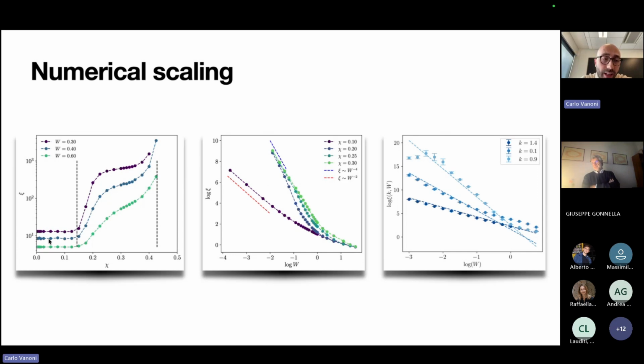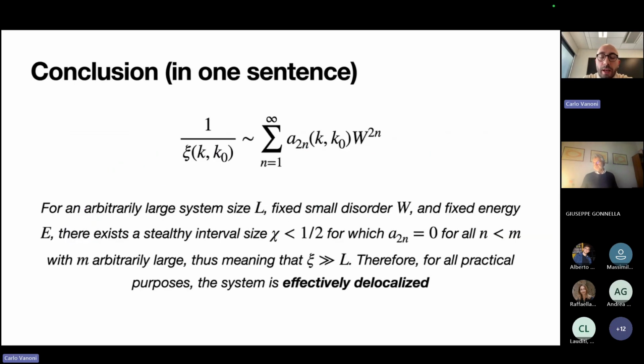You can also look at the scaling of the localization length in these regimes. So now you fix chi and you see how it changes with W. And you see that for small chi, it's W squared, as the perturbation theory predicts. And then all of a sudden, if you change chi, all the curves align with W to the minus 4. And actually here, later on, we did some better numerics, and you can also see the W to the minus 6. So this is quite interesting, and I'll conclude by summarizing what I told you in one sentence.